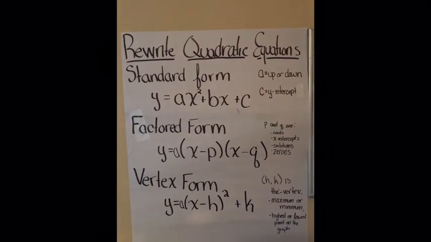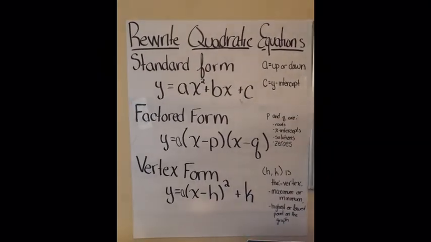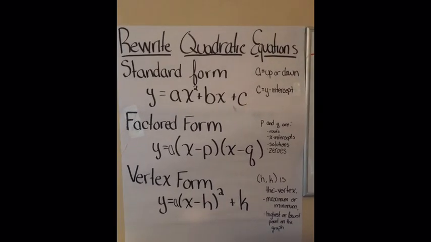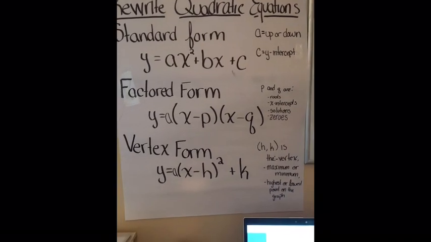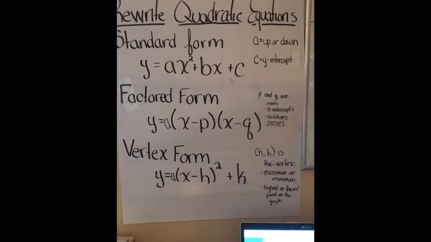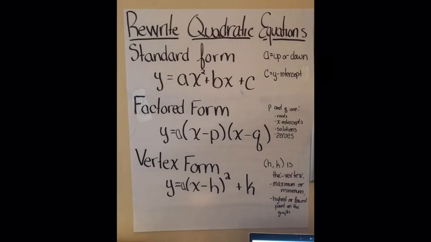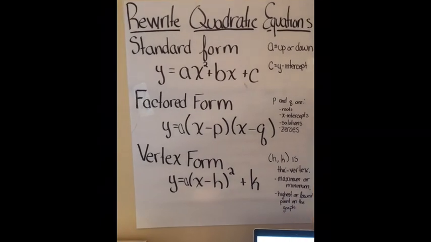Our factored form is y equals a times x minus p times x minus q. Our p and our q have four different names. All four of these words mean the same thing. They are roots, x-intercepts, solutions, or zeros.